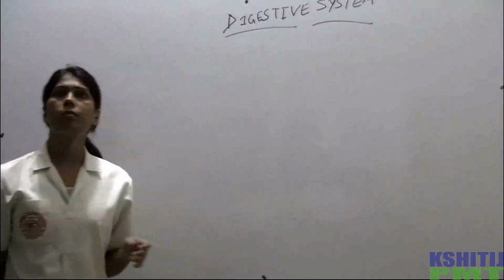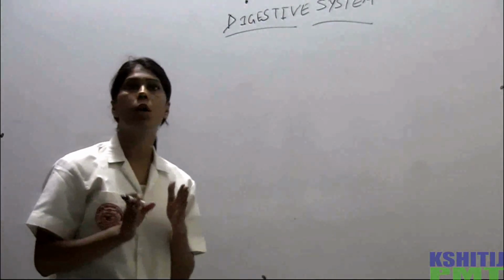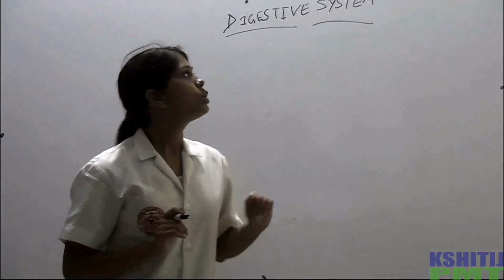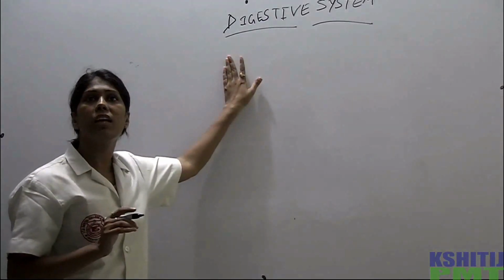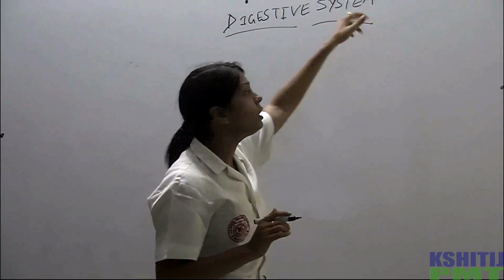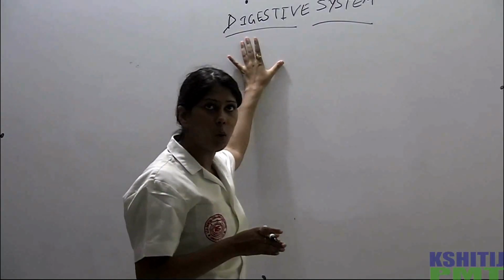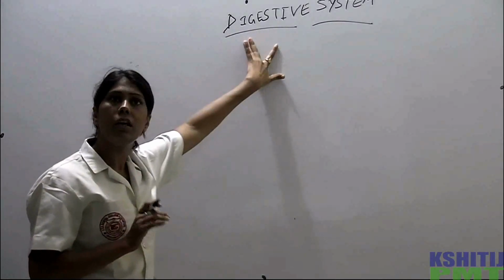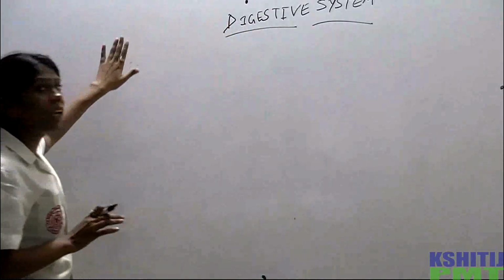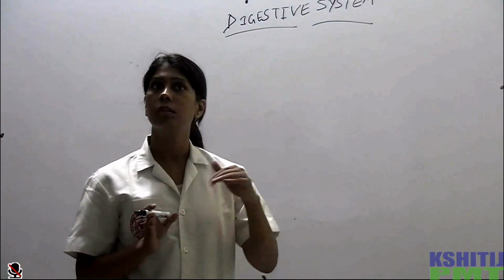So, what is the digestive system basically? First of all, we'll go for what is the digestive system. The digestive system means the system which will help in digestion, a system which is helping digestion. Now, first of all, what is digestion and why is it needed?